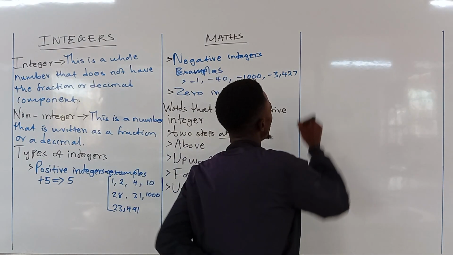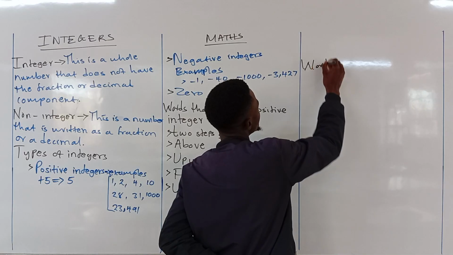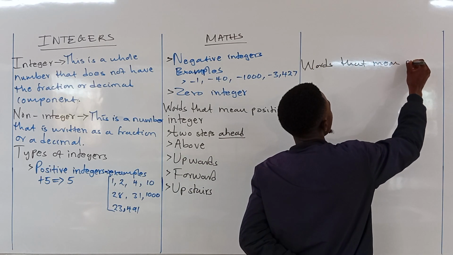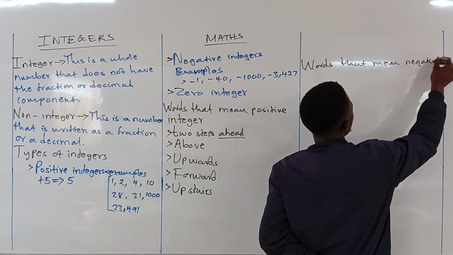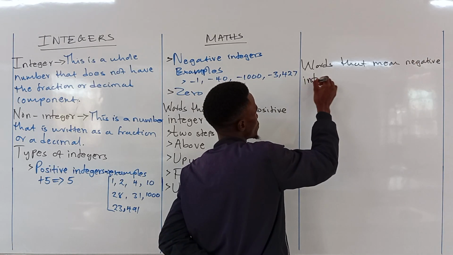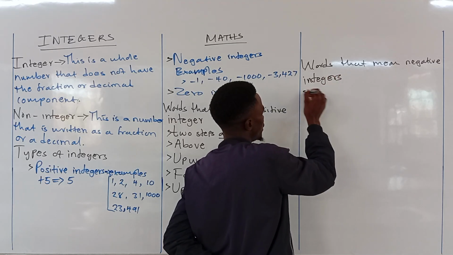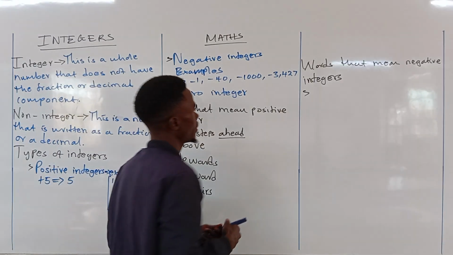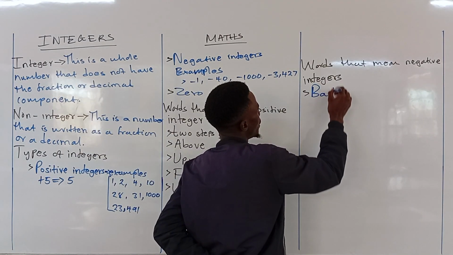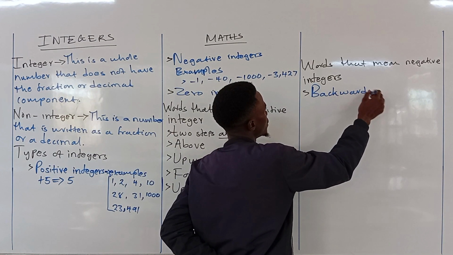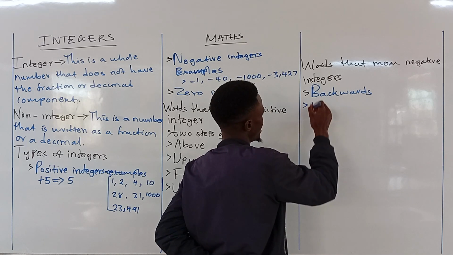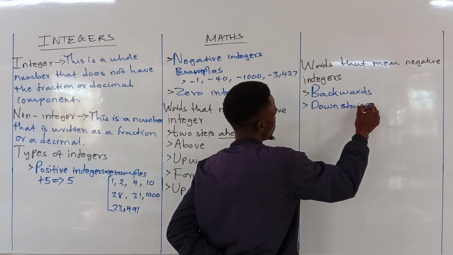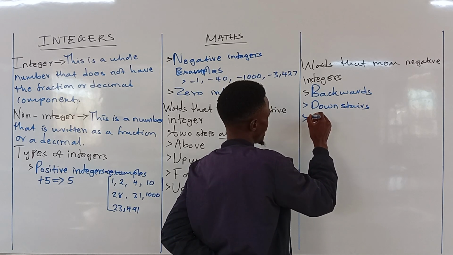And on the other side, we can also talk about words that mean negative integers. Words that mean the number is going to be negative. So we have words like backwards, words like downstairs, and then words like deep.